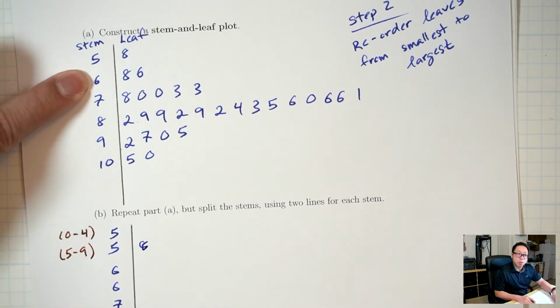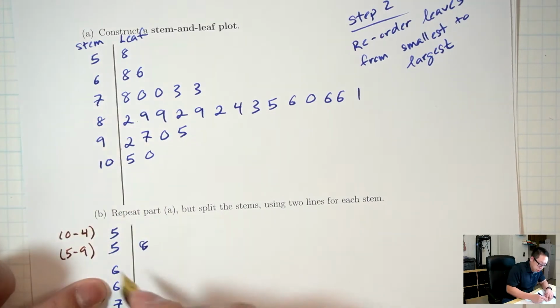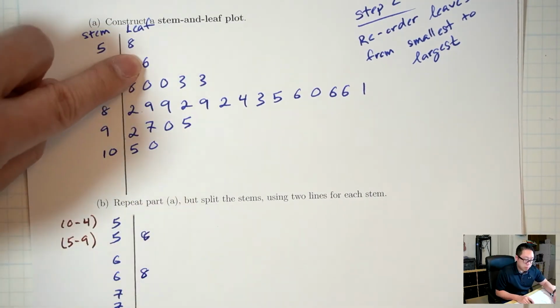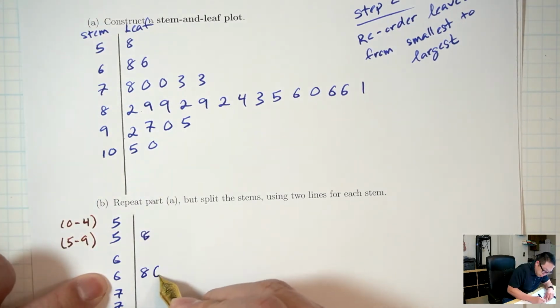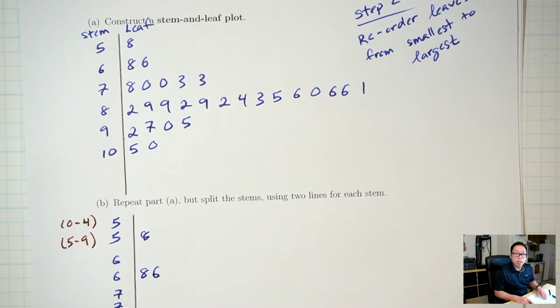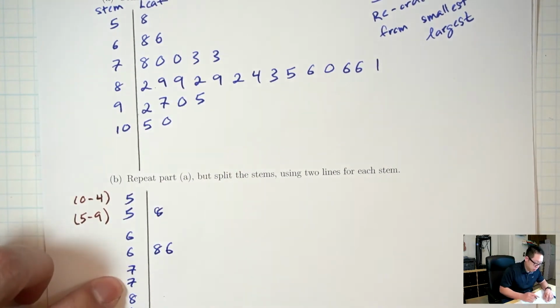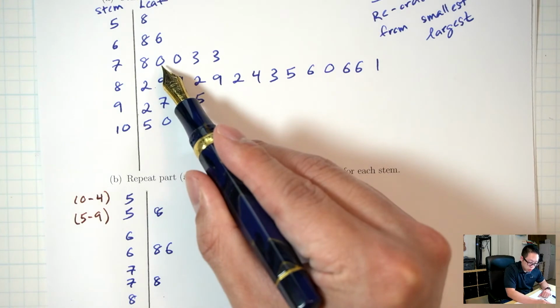Okay, we're now with the 6s. So 8 is going to go with the second 6. 6 is going to go with the second 6. Now for my 7s, 8 should go with the second 7. Then I have 0. So 0 should go with the first 7.